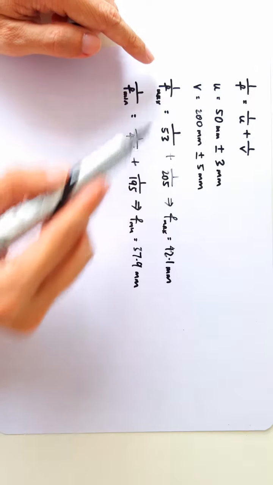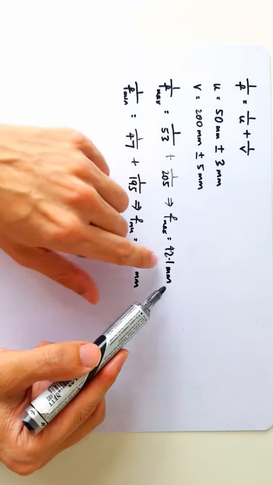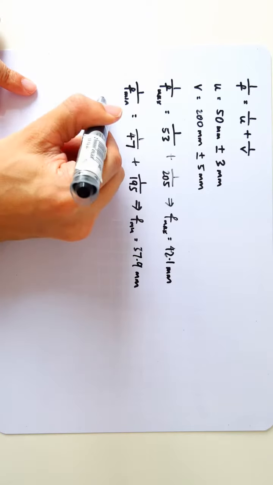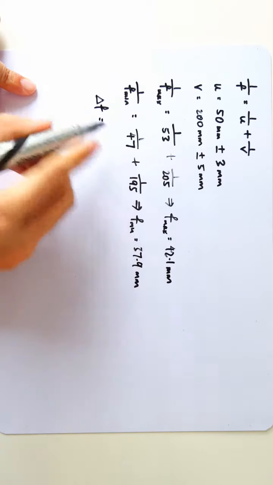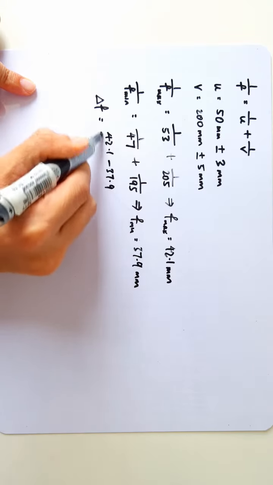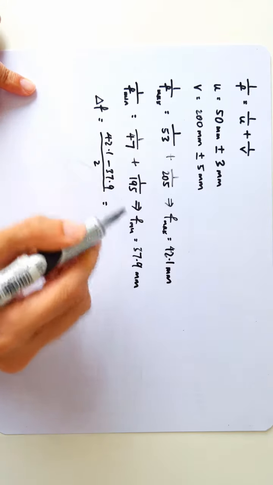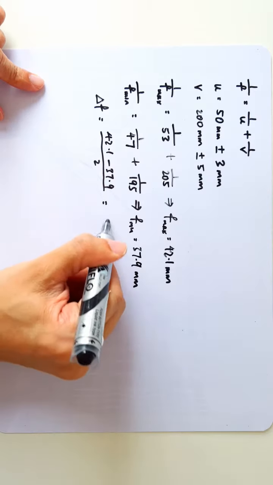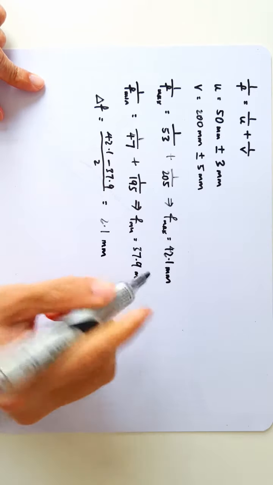So the values of f actually range from here to here. So how should we express the uncertainty in f? Very easy. Just take the maximum minus the minimum, divided by 2. So roughly, the uncertainty is about 2.1 mm.